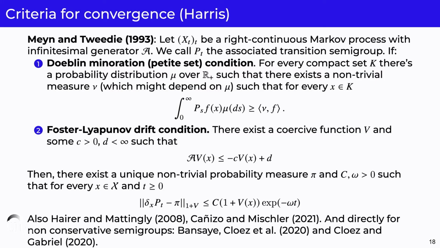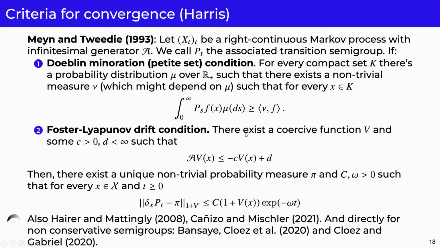So Harris's theorem, we need mainly two criteria to prove this exponential convergence. This is one of the earlier versions of this theorem. There are also more modern ones by Hairer, Mattingly, Canizo, Mischler and others. This is in the conservative setting, when I have a Markovian semigroup. We also have similar theorems in the non-conservative case, proved very recently by Vincent Bansaye, Cloez, Gabriel, and Marguet, with a twin paper by Cloez and Gabriel, who give more tractable conditions to prove that. We'll use that version when we require what we call a petit set condition.